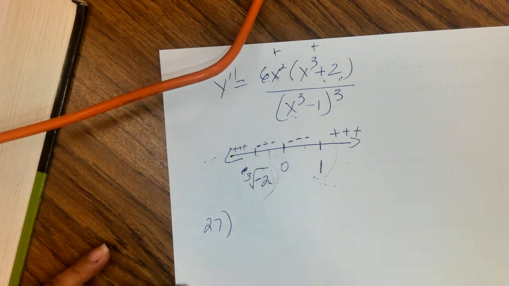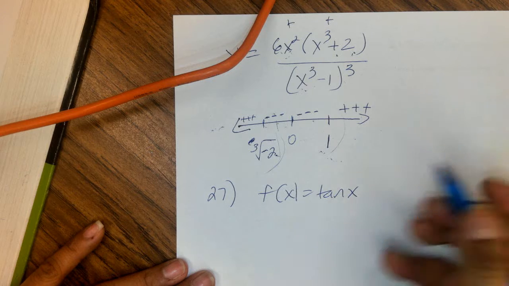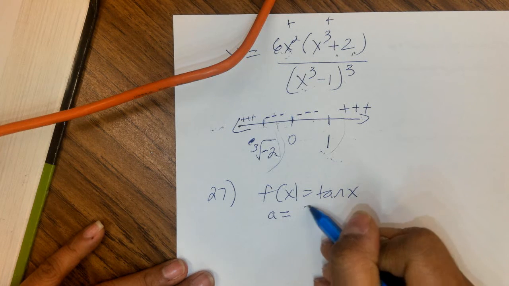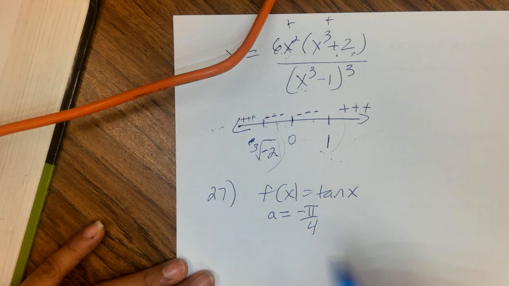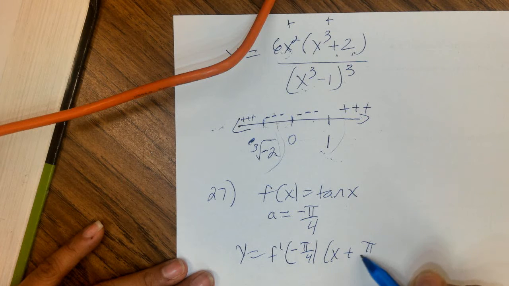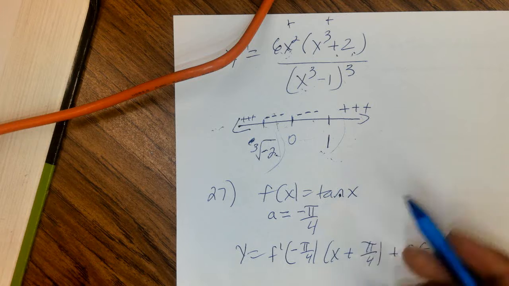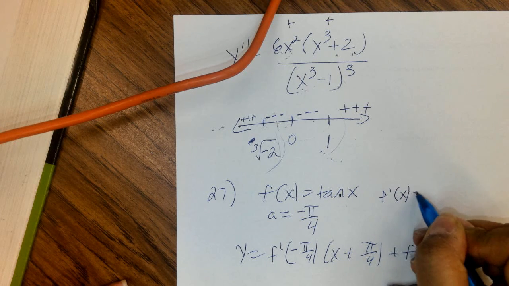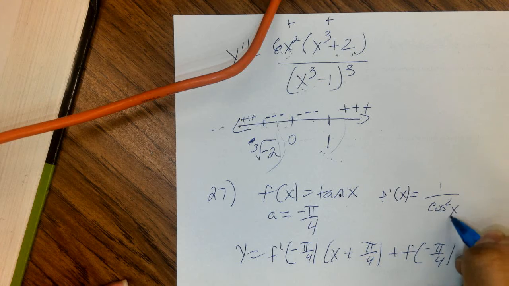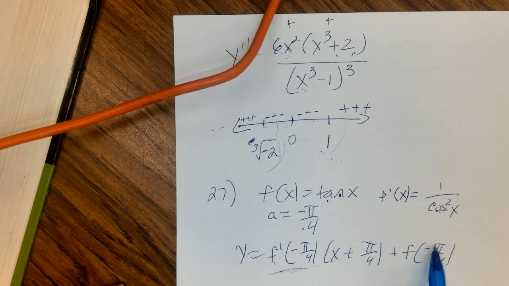27 wasn't that bad. They just wanted you to find the linearization. The function was tangent of x. Linearization is just the equation of the tangent line. And then the point of tangency they called a was negative pi over 4. Again, point slope form, you want the derivative at negative pi over 4. This is that. And then this would be the y value at negative pi over 4. Find the derivative of tangent of x, which is, sorry, 1 over cosine squared x. Plug in negative pi over 4, that's the slope of the tangent. Plug in negative pi over 4 to tangent, and that's the y value. So 27 wasn't that bad.